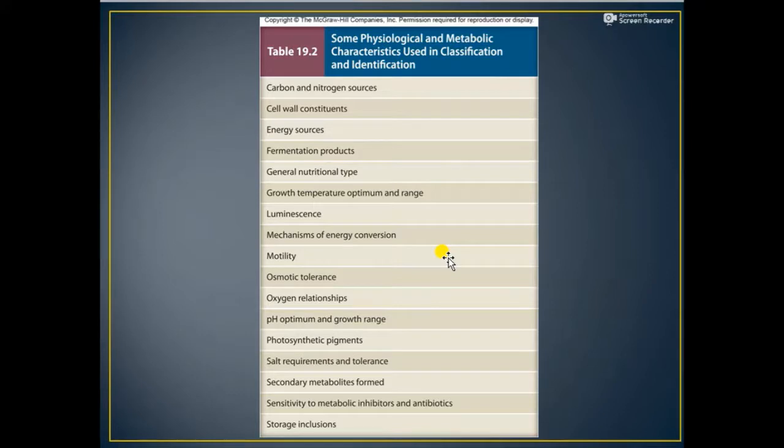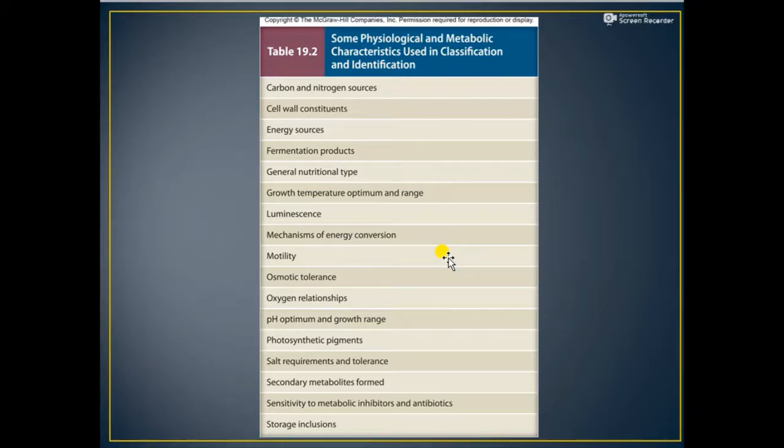Then the pH optimum, the growth range, the photosynthetic pigments, the salt requirements and tolerance, and the secondary metabolites formed. Secondary metabolites are something which the bacteria form when they are in the lag phase of growth, like antibiotics. Some antibiotics as well as various other metabolites are also there. These are called the secondary metabolites. They are not needed by the bacteria for its growth, but the bacteria produce them as an additional factor when it is growing.